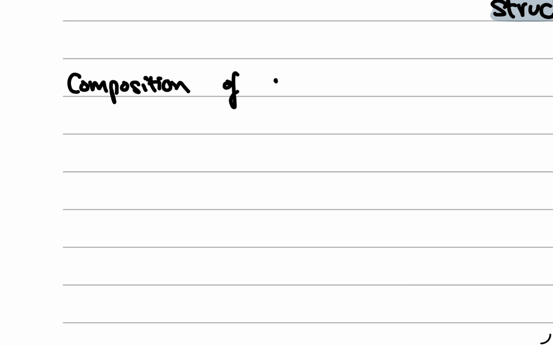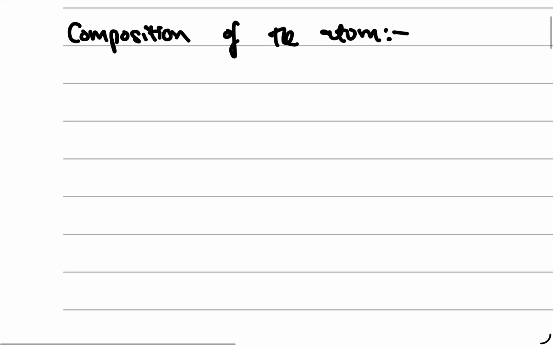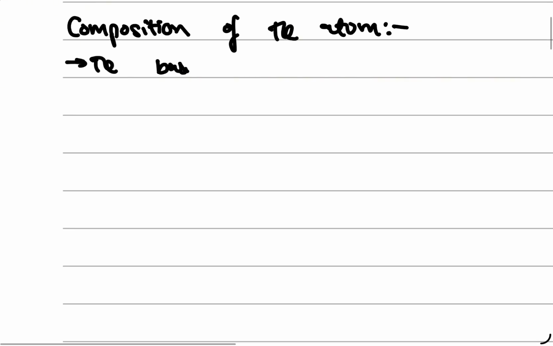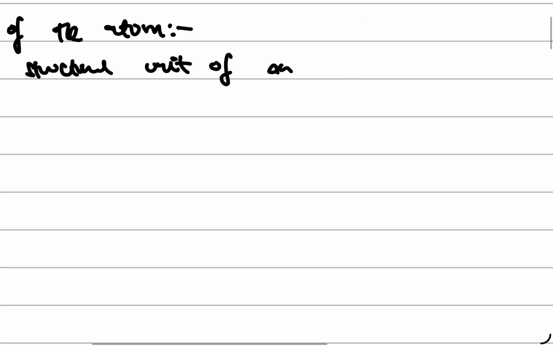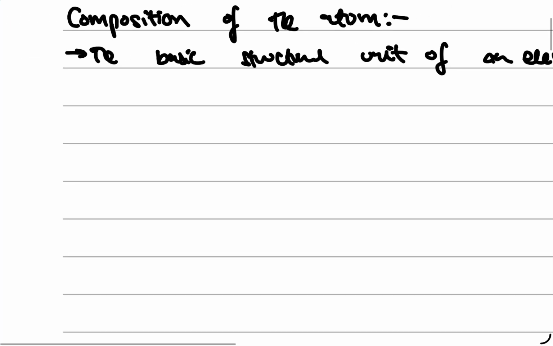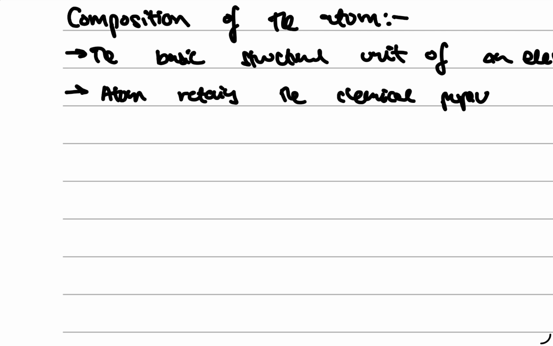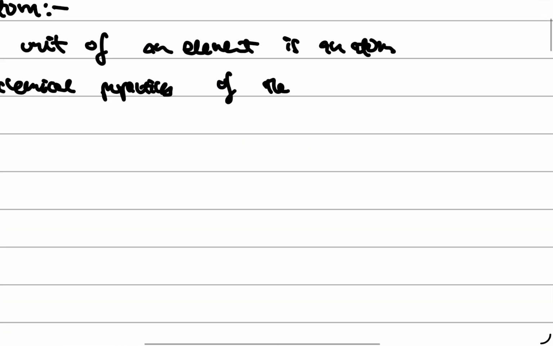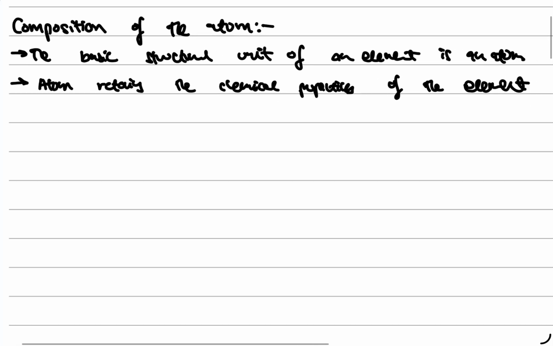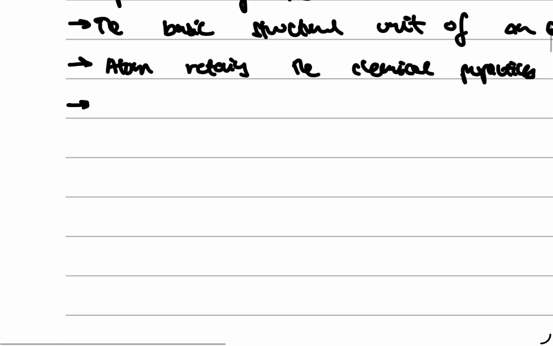Let's write the atom because it's singular. Okay, so when we say this, we can say that the basic structural unit of an element is an atom. And so as a result of this, we can say that an atom retains the chemical properties of the element. Since it's the basic unit of an element, it retains the same chemical properties. An example of this could be a copper atom.